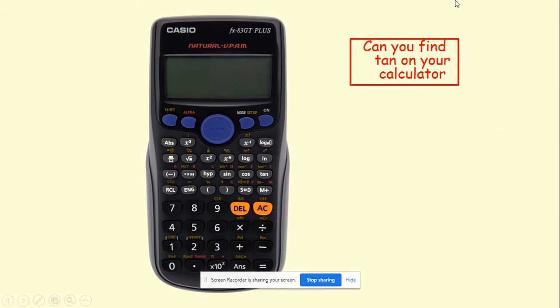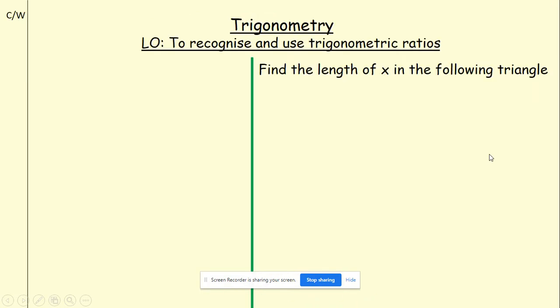So first of all, just as a reminder, remember that your keys are here. You've got all three here, and then for your inverse, you press shift and then press this. So if you had shift tan, you'll get your little inverse tan. Okay, so let's quickly go through a couple of examples.